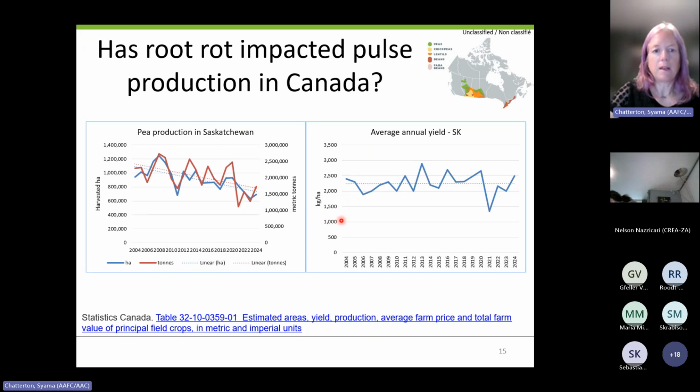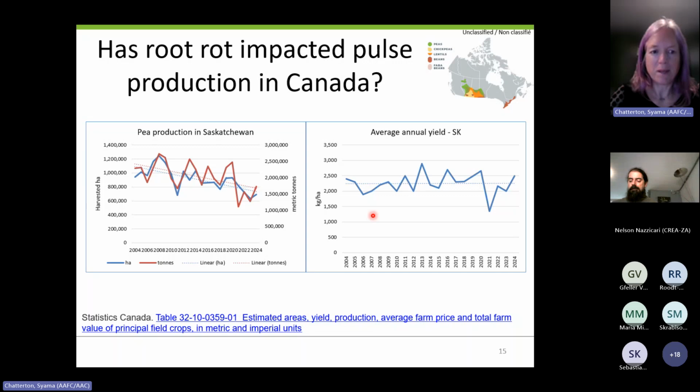And then when we look at the average annual yields, we can see these are slightly lower than what we see in Alberta, and those have also stayed very flat over the past 20 years. So it's been really difficult, I guess, to determine if Aphanomyces root rot has started to affect pea production. We are for sure seeing decline in pulse acreage, but this could be also due to a combination of factors.